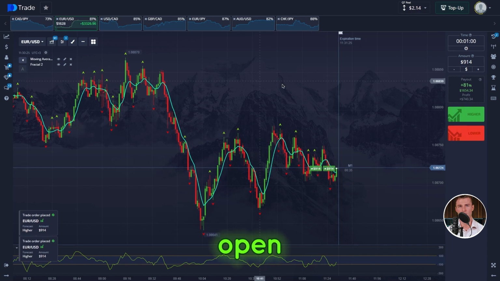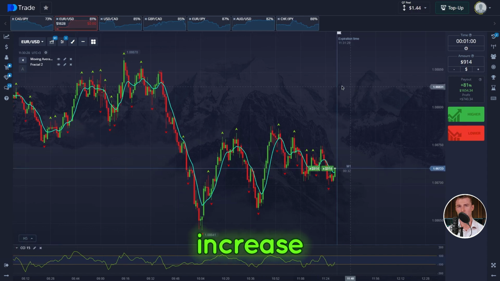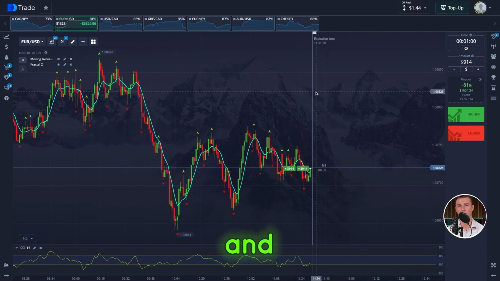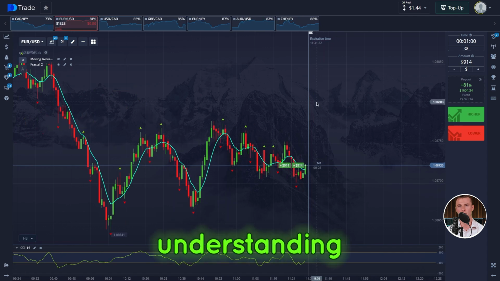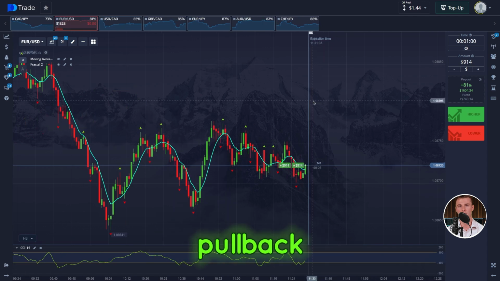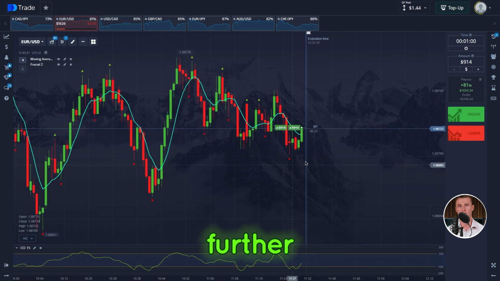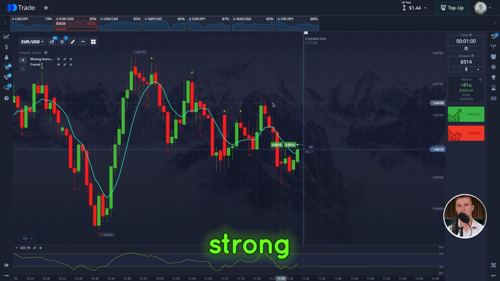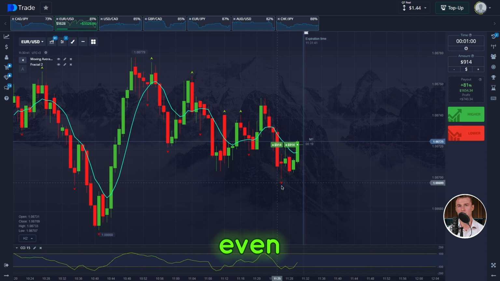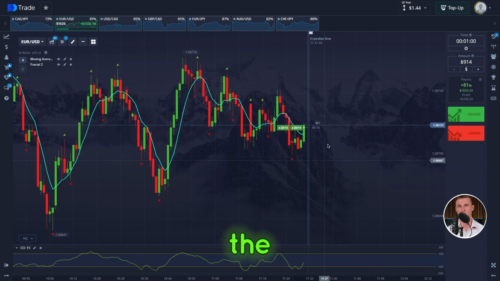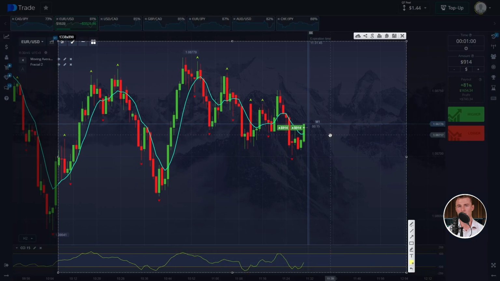Here we will open 2 trades to increase. We open here against the trend and we have an understanding that a very strong pullback is going to happen further. So the pullback was quite strong, but the pullback should go even higher. Here we open according to the principle of our strategy against the trend.